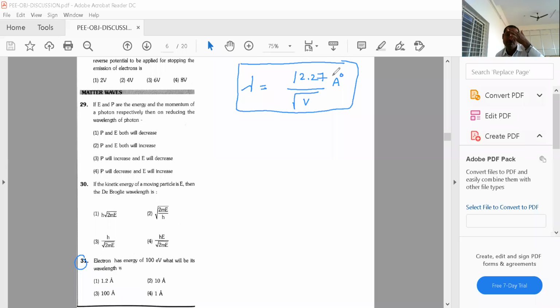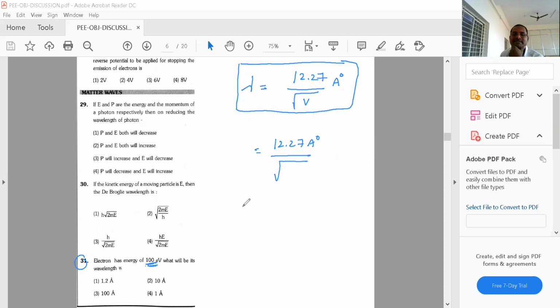CBSE students, you also need to remember, there will be 20 objective questions, no? Your pattern has changed. There they may ask you this type of question. You need to remember this. So they have given that 12.27 angstrom by root V. V value is 100 electron volt. Electron has an energy of 100 electron volt. Then what is the wavelength?